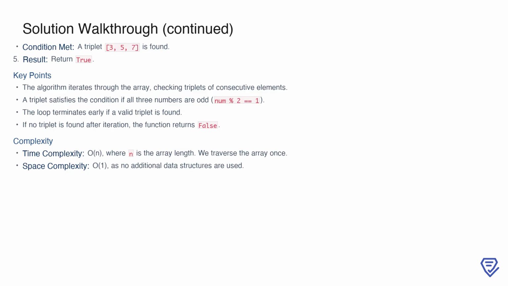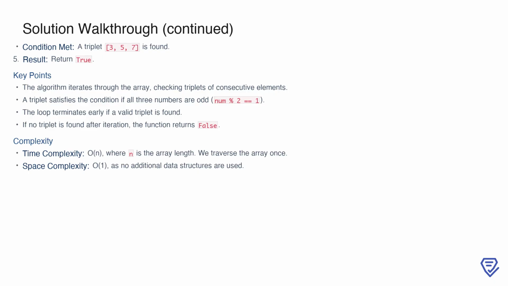To summarize, the algorithm works by iterating through the array and checking every triplet of consecutive elements. A triplet satisfies the condition if all 3 numbers are odd, which is determined using the condition number % 2 == 1. The loop terminates as soon as a valid triplet is found, allowing us to return early. If no triplet is found by the end of the iteration, the function returns false.